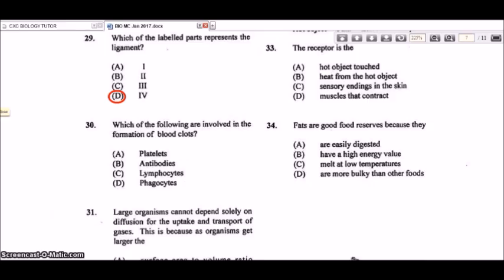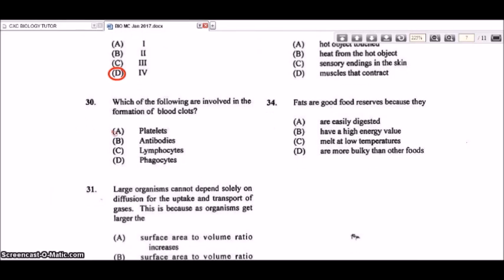Question 30. Which of the following are involved in the formation of blood clots? So A, platelets. So those are necessary for blood clotting.